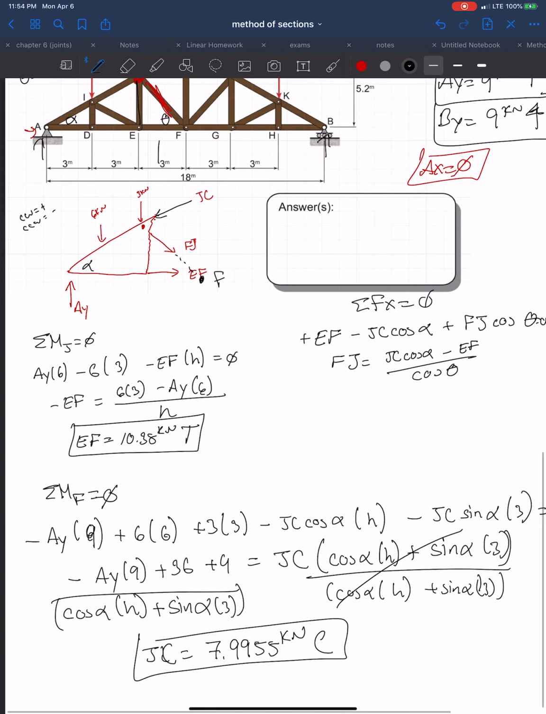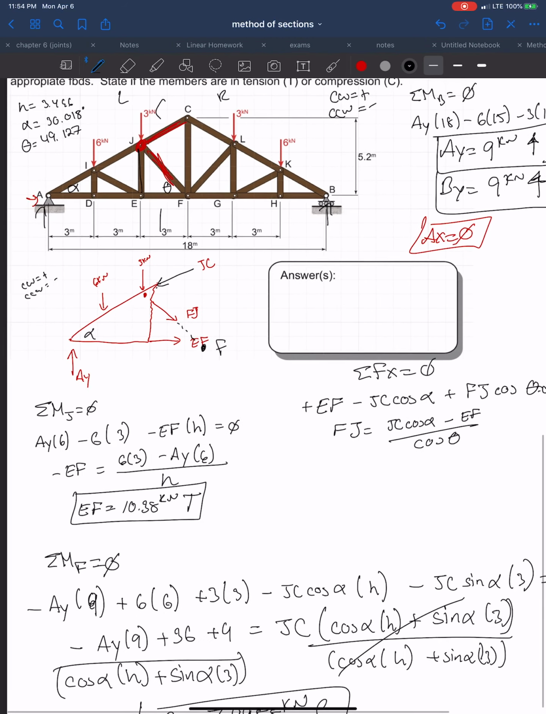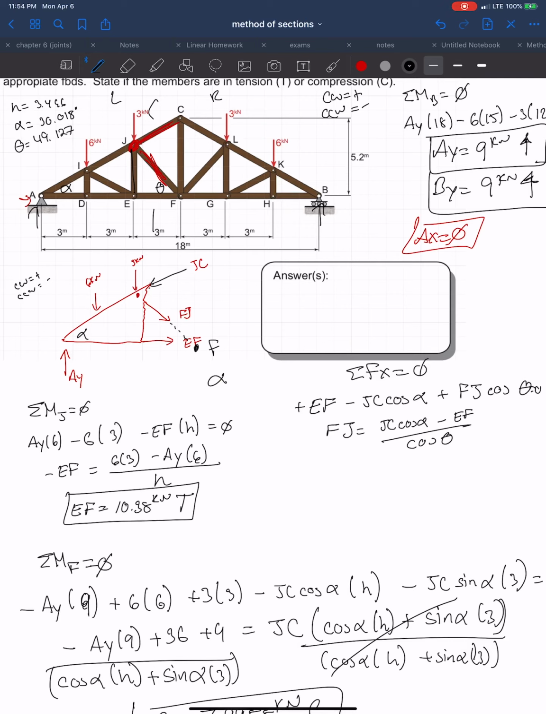You know what I just noticed? I've been saying delta for this for a while. This is actually alpha. My bad. I was looking at it and I was going to say, yeah, okay, my bad. So anyway, divided by cosine of alpha. There we go. That makes more sense.